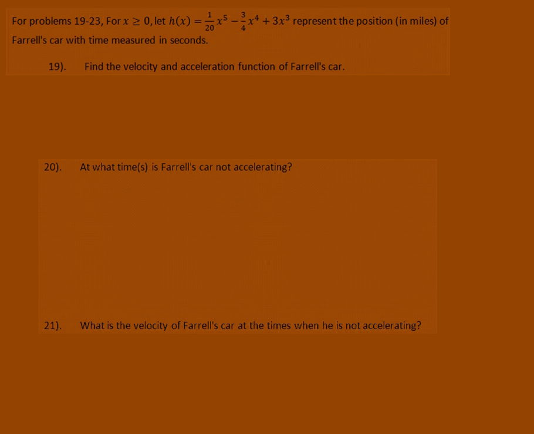All right, in the last set, we are given a function that represents the position of a car. Time is measured in seconds, and the position is measured in miles. Again, first find the velocity function and the acceleration function.